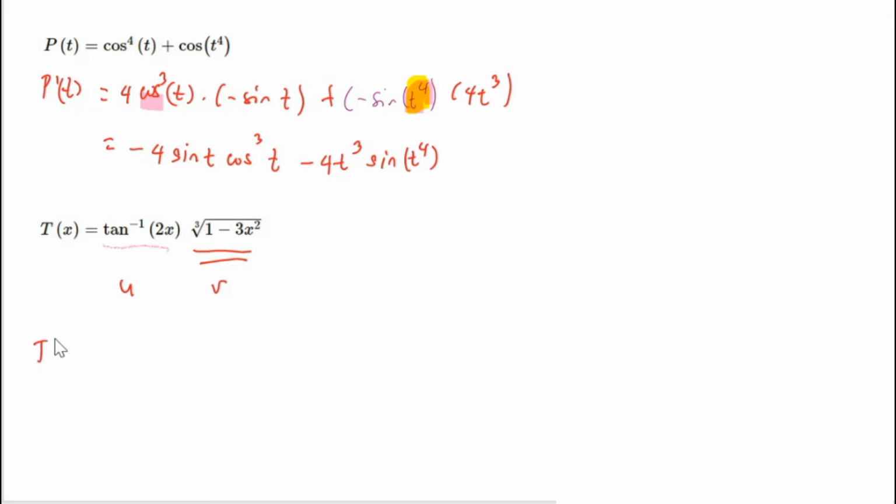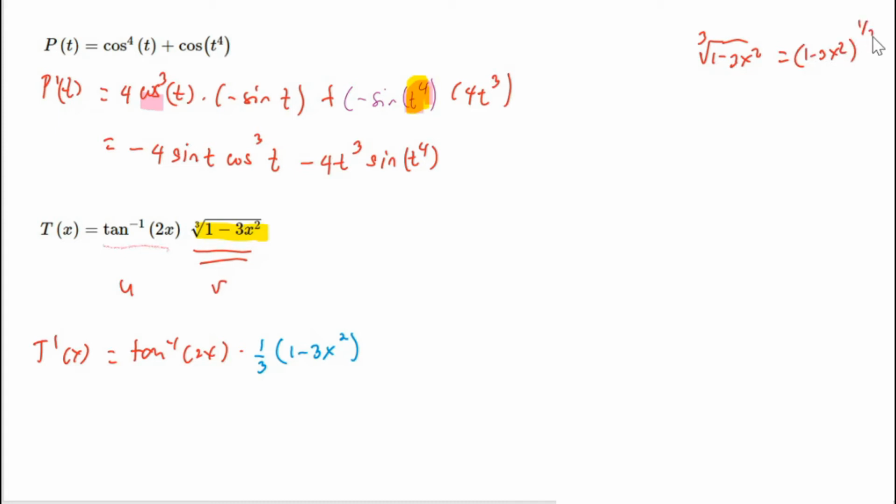Now, we can write t prime of x equals u, copy the meaning of u, the arctangent of 2x, times the derivative of v. We have dv, and this is a cube root, therefore we can write it as the quantity of 1 minus 3x squared to the power of 1/3. I will just write here on the other side that the cube root of 1 minus 3x squared is written as the quantity of 1 minus 3x squared raised to the power of 1/3.